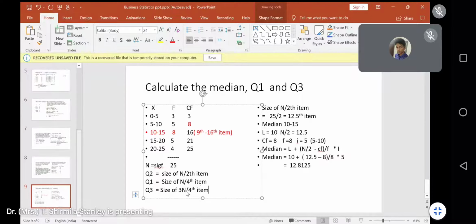Or it is actually nothing but 1 by 2 of n is Q2, 1 by 4 of n is Q1, 3 by 4 of n is Q3. Okay. Half of n, 1/4 of n, 3/4 of n. n is what? The number of items.